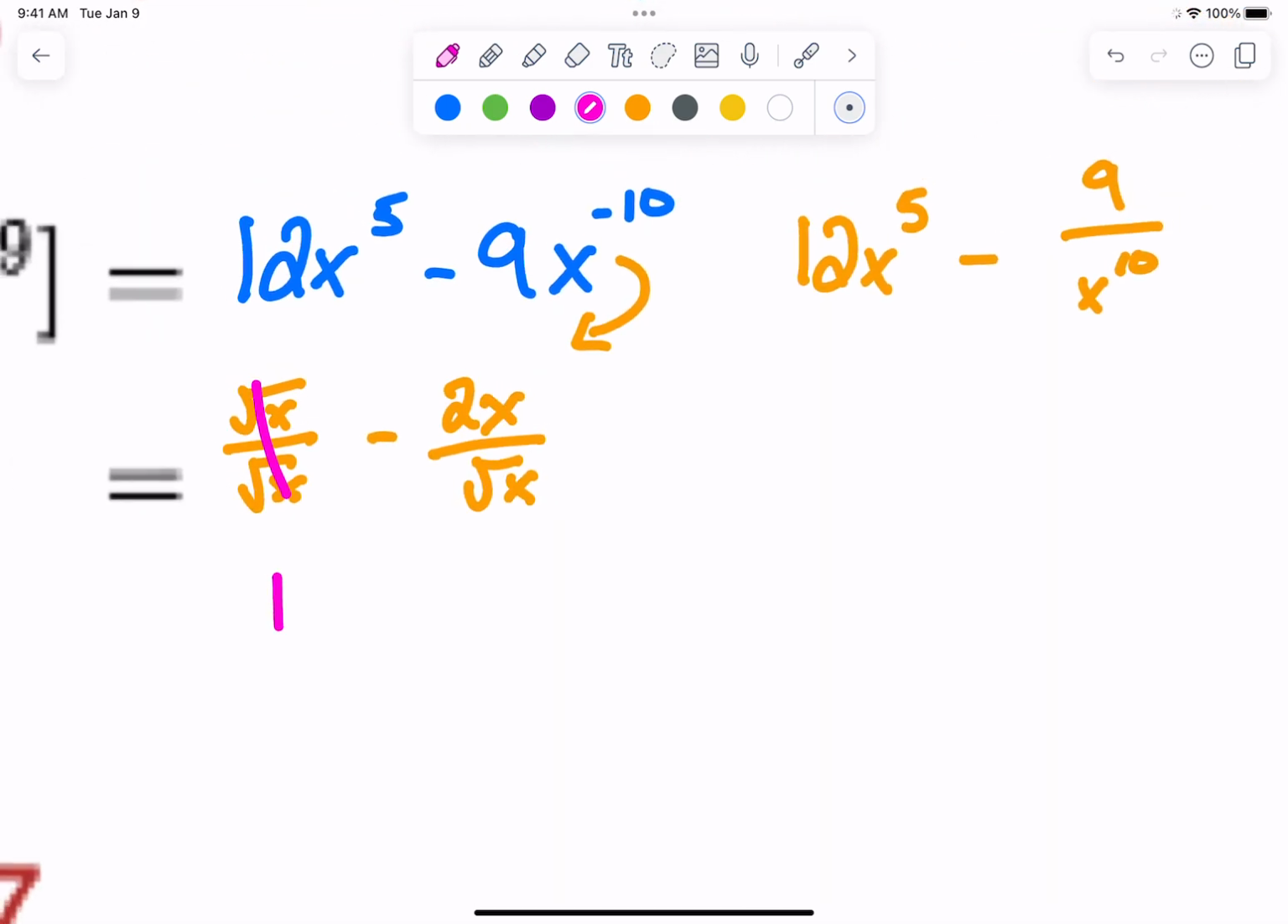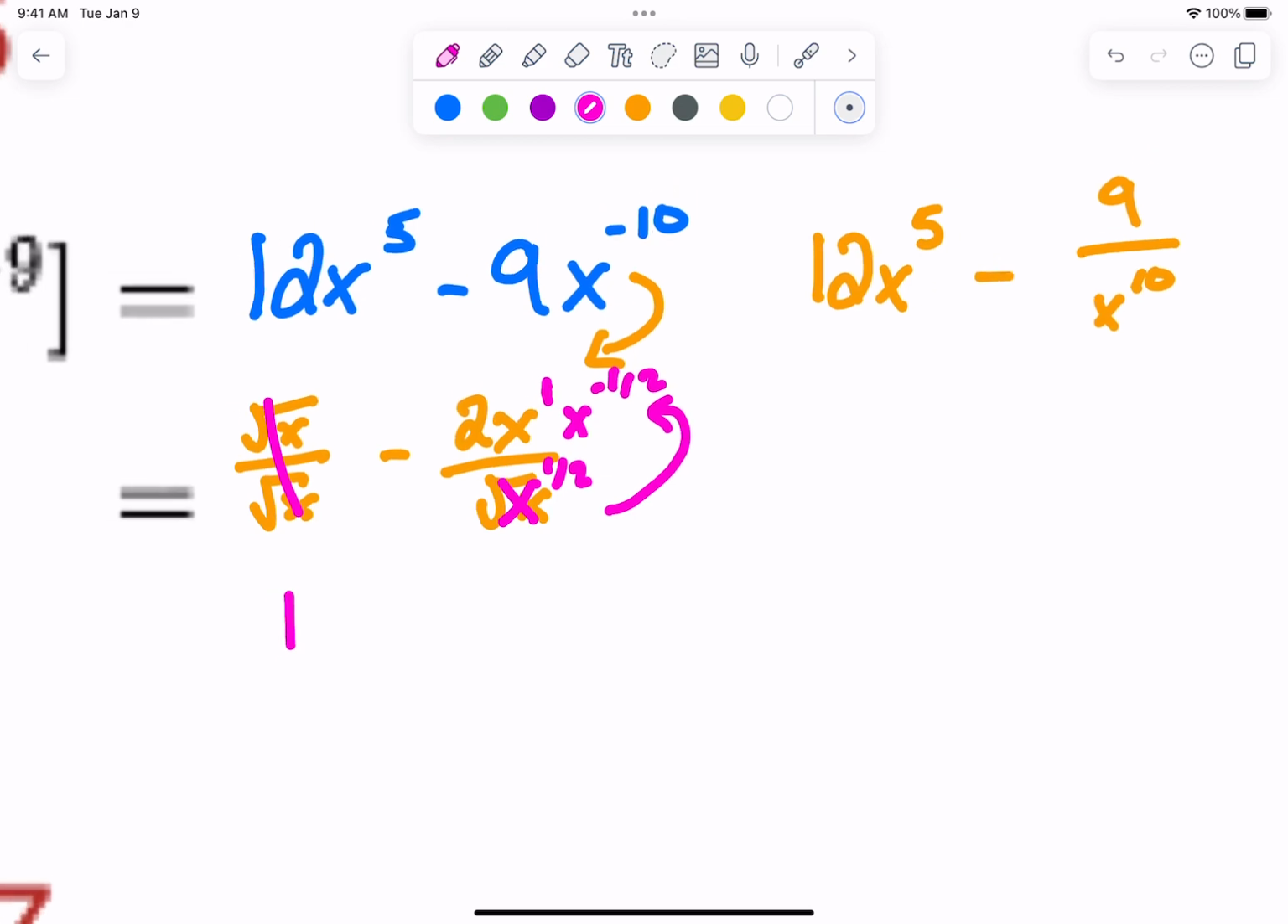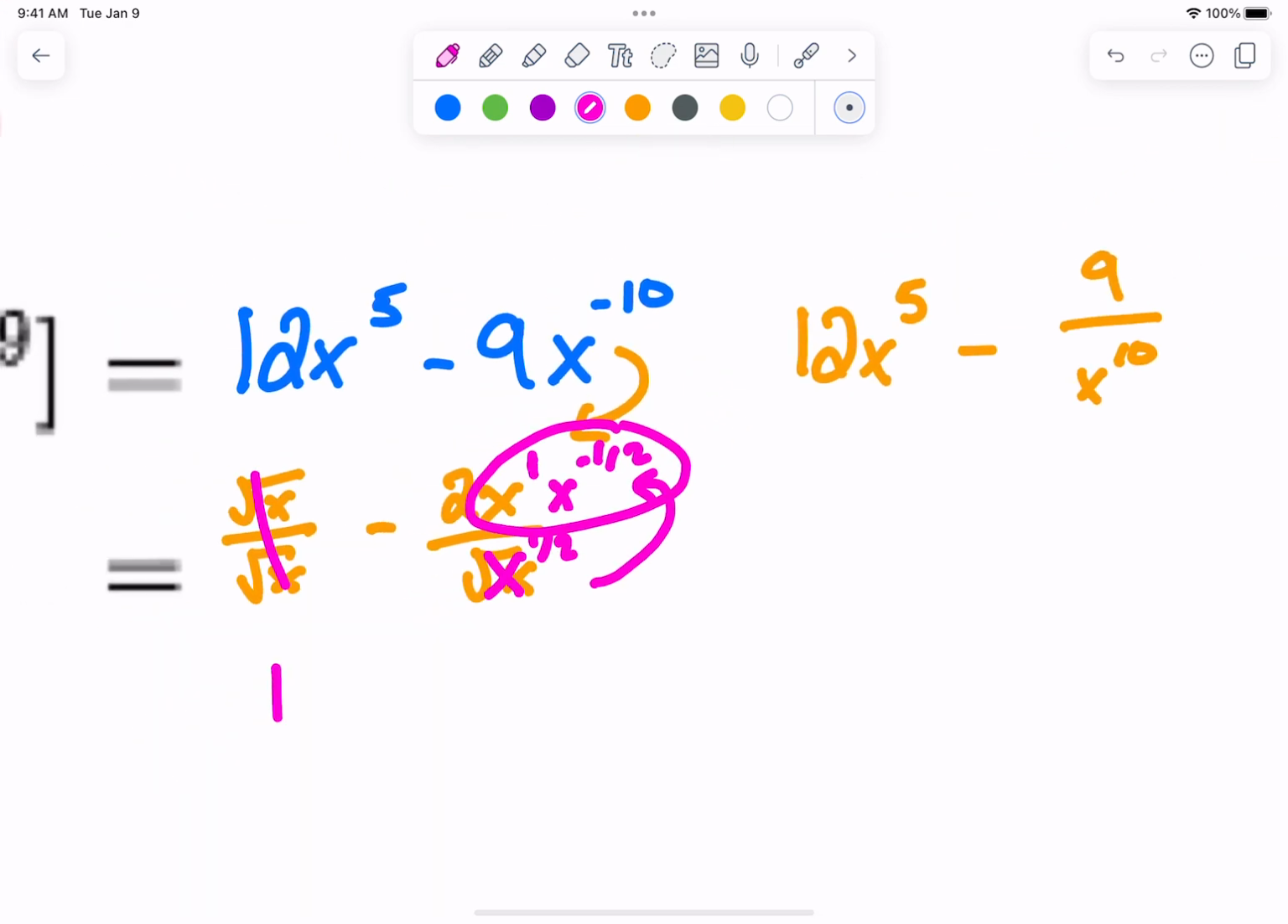Pay attention to this one. This is x to the first power. This is x to the 1/2 power. If I move the 1/2 power up to the top, it's x to the negative 1/2 power, yeah? And now I'm going to combine those x's. So it's x to the first and x to the negative 1/2.